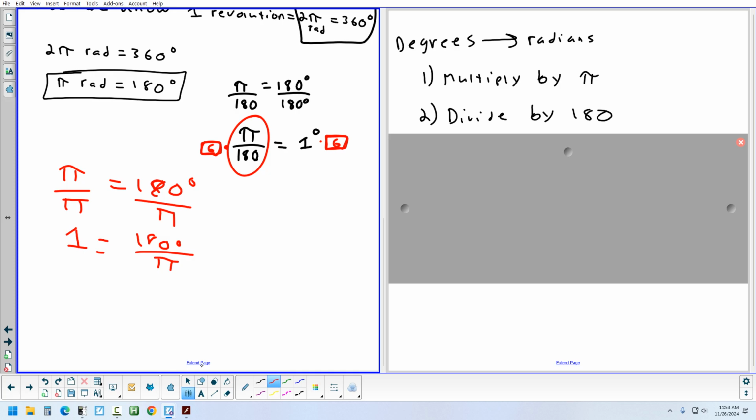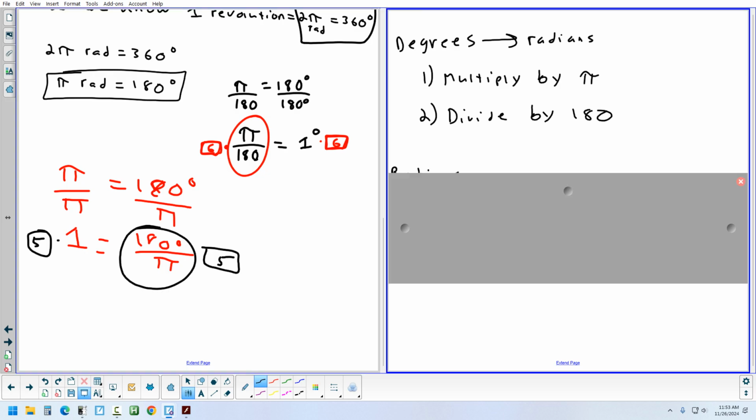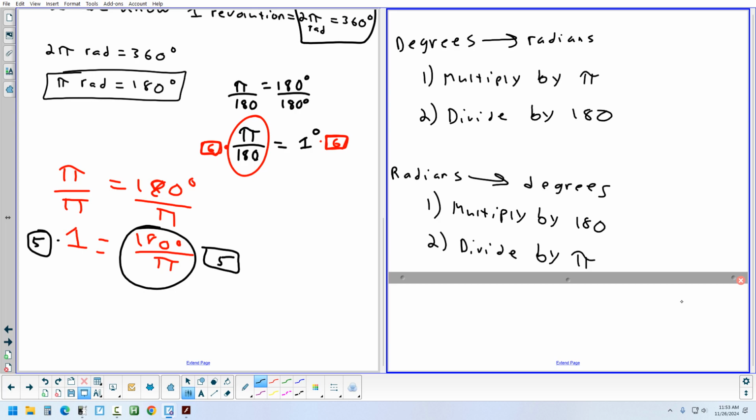So now, if I wanted a formula for 5 radians, do a times 5 and a times 5. Now you have 5 radians equals, and you have a calculation you could do. 180 times 5 divided by pi. The important part is not what's in the black box. It's what's right there. It's multiplying by 180 and dividing. The pi is in the bottom.